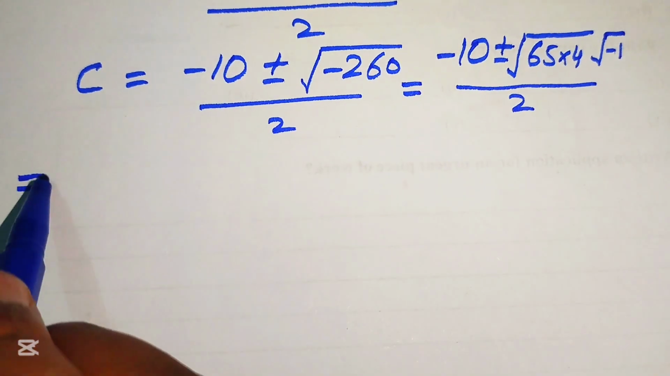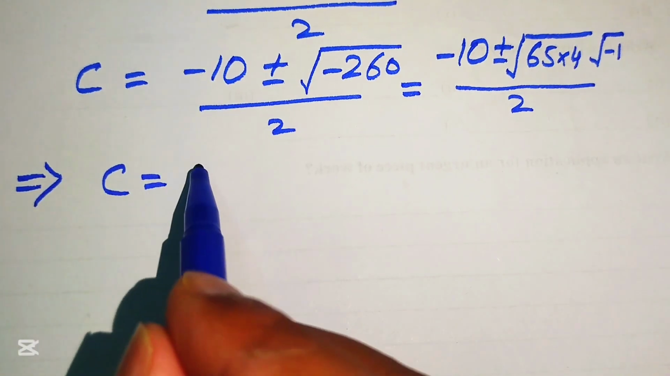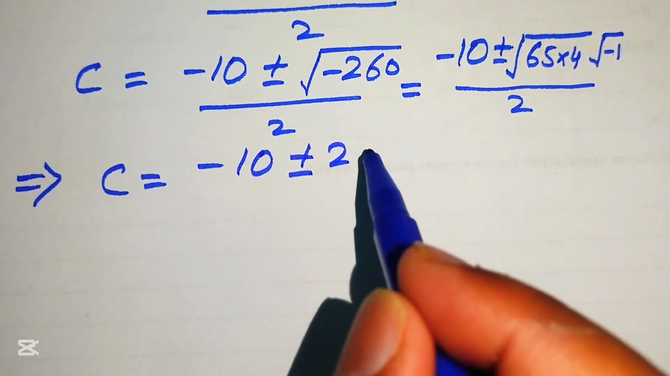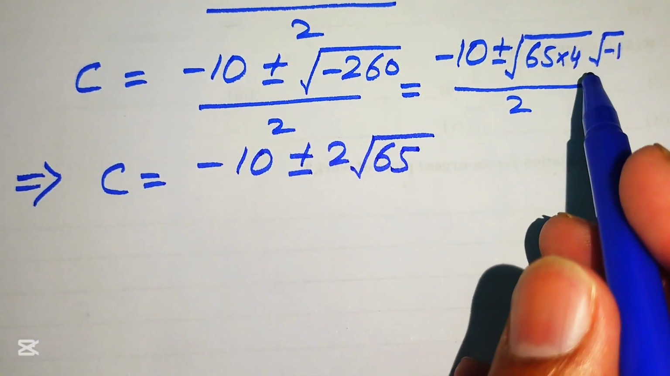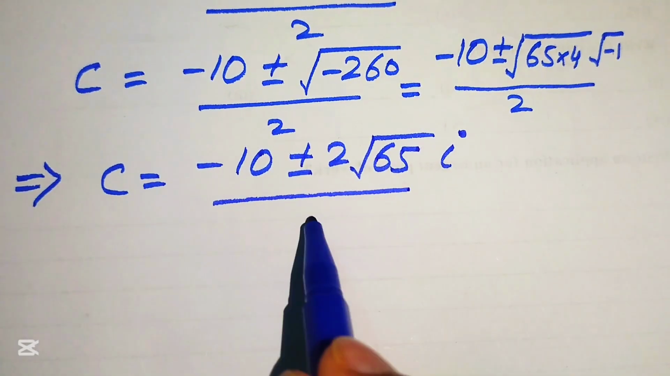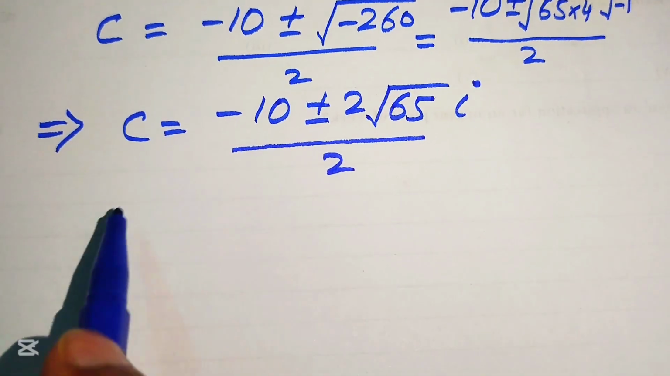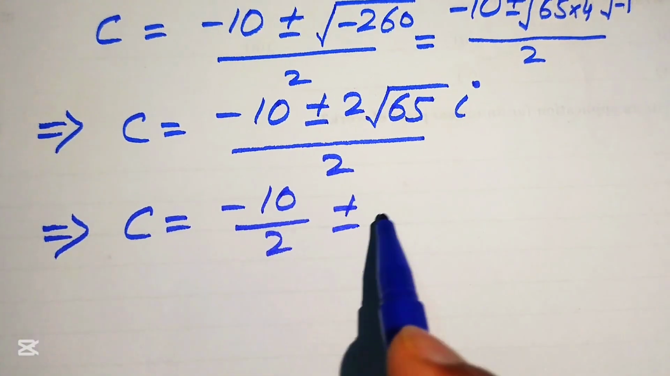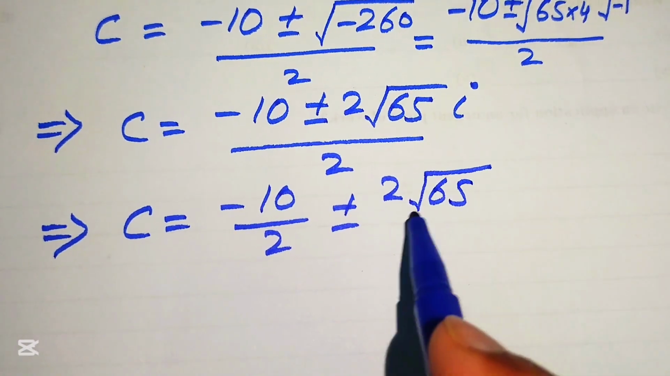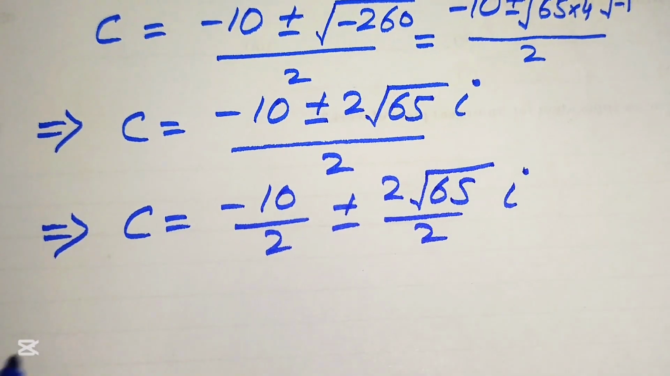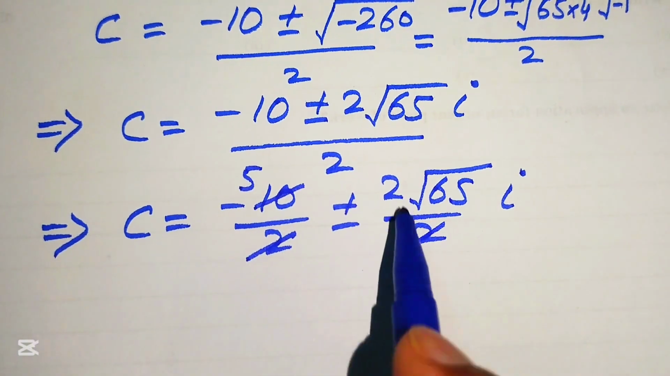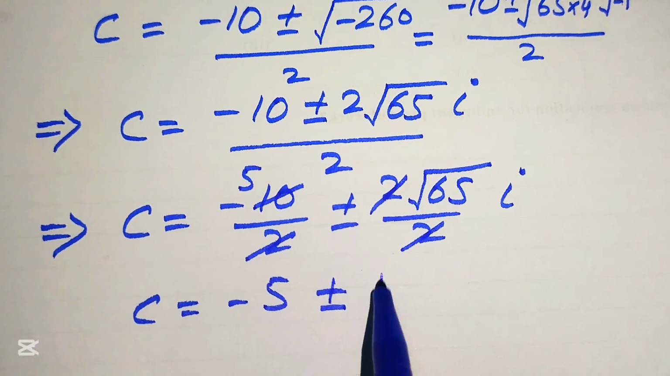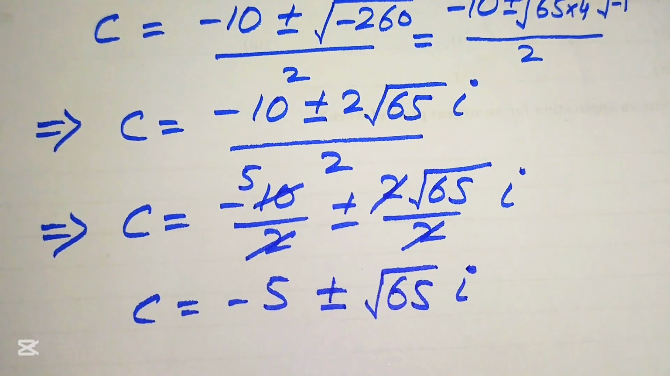And now in the next step we need more simplifications, and we write c = -10 ± (the square root of 4 equals 2, times √65, the square root of -1 equals iota), divided by 2. Now we break this fraction, and we write it as -10 divided by 2 ± 2 times √65 times iota divided by 2. You see here, 2 fives are 10, this 2 is cancelled out by this 2, and we get c = -5 ± √65 iota.